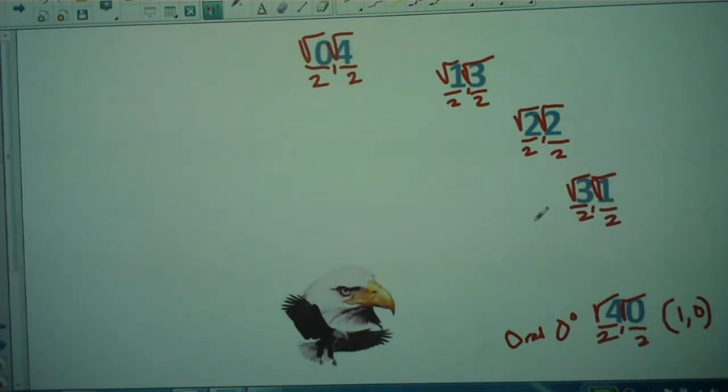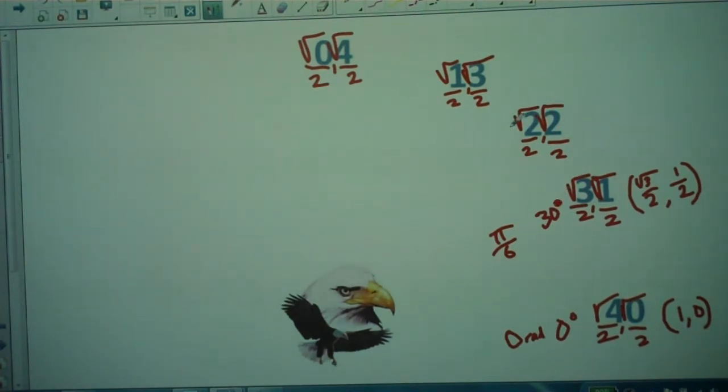Next, we come up to 30 degrees, also known as pi over 6, and we have as our cosine value square root of 3 over 2, and then as our sine value square root of 1 over 2. Well, what's the square root of 1 over 2? Well, that's simply 1/2. So we have square root of 3 over 2 comma 1/2 for our coordinate pair and our second point in our standard unit circle.